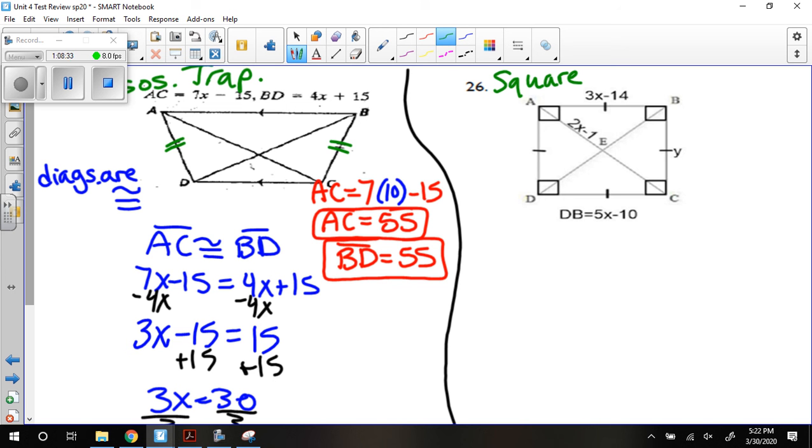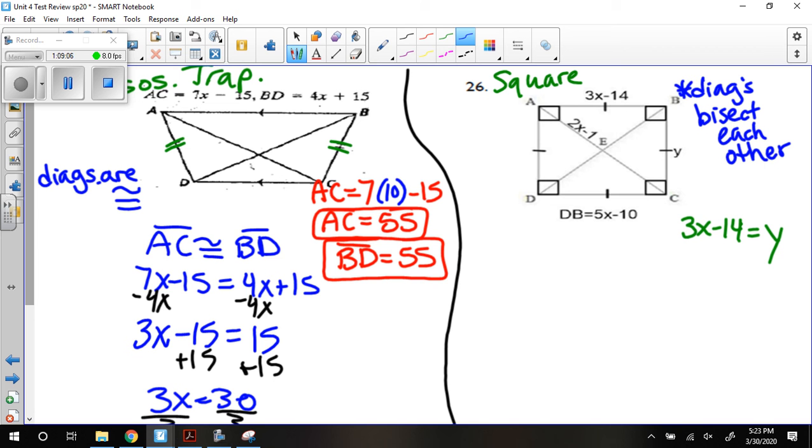Okay, so I can say that 3x minus 14 is equal to y because these two sides are marked congruent. But since that has 2 variables in it, I can't do anything with it yet. Okay, notice the diagonals in this square are drawn, and so we need to talk about the fact that our diagonals bisect each other. So I'm going to set up an equation based on that, because if they bisect each other, I know that these two pieces are congruent.